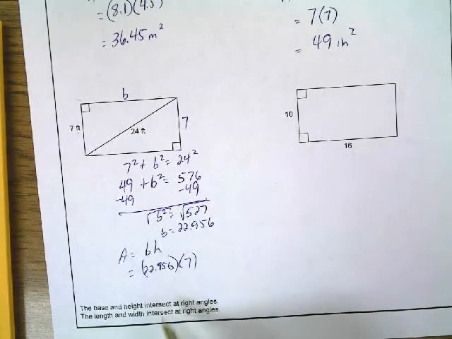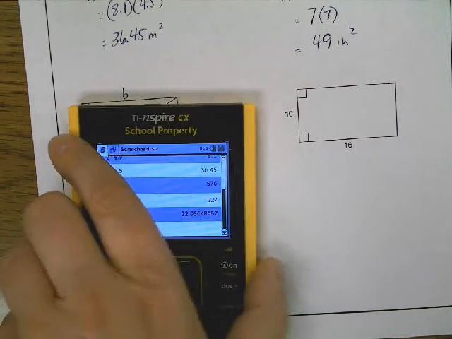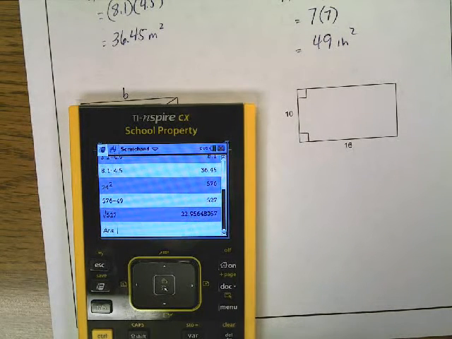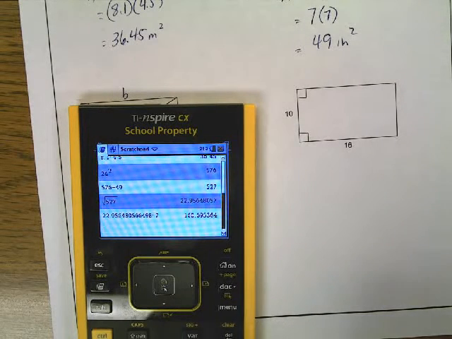Well, I don't want you typing in 22.956 for 2 reasons. You could type it in wrong, or you might use the rounded answer and get a not as accurate answer as I want. So the easy way to do this is you've got the 22.956 on your calculator. All you need to do is multiply by 7. So do times 7 and enter, and you get the answer.